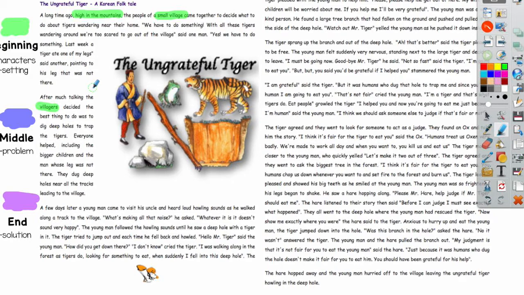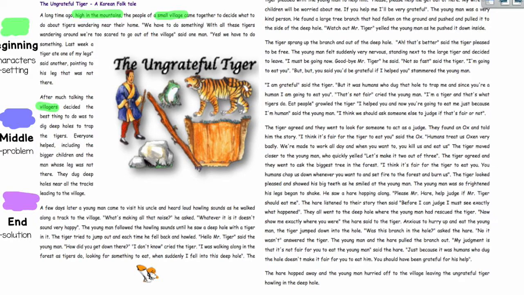"Hello, Mr. Tiger," said the young man. "How did you get down there?" "I don't know," cried the tiger. "I was walking along in the forest, as tigers do, looking for something to eat, when suddenly I fell into this deep hole." The tiger pleaded with the young man to help him.